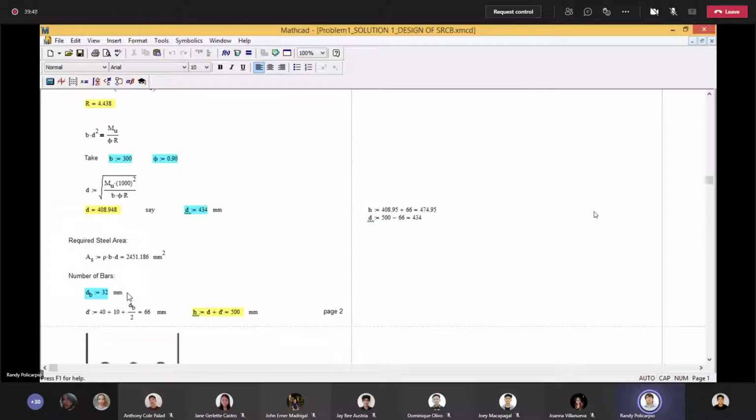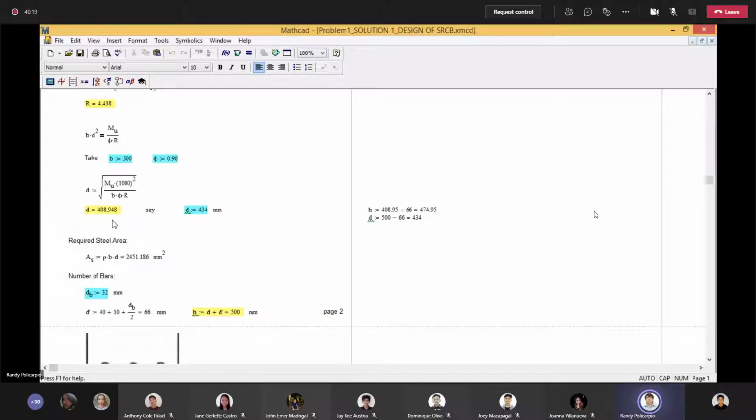Initially kasi, yung mga section natin, yung mga depth, ano yan, multiple of 50. So kung 408 yan, ang magiging possible depth natin ay nasa 450 or 500. Those are the two choices.